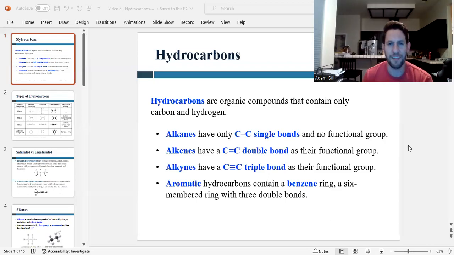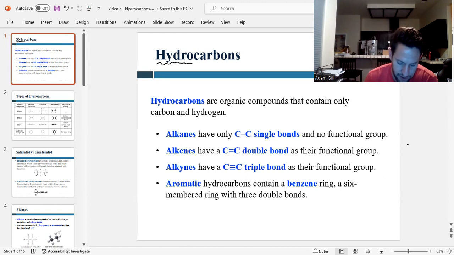Hey everyone. In this video, we're going to be talking about hydrocarbons. So hydrocarbons, as the name would imply, are things that are composed of hydrogen and carbon. So organic molecules that only have carbon and hydrogen atoms. Now we can break this up into four subcategories of hydrocarbons.